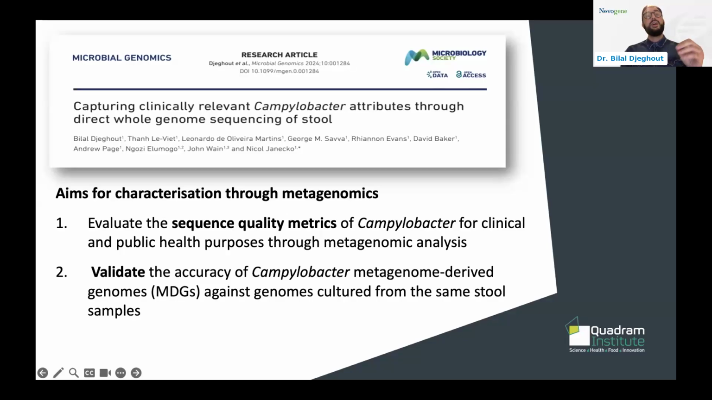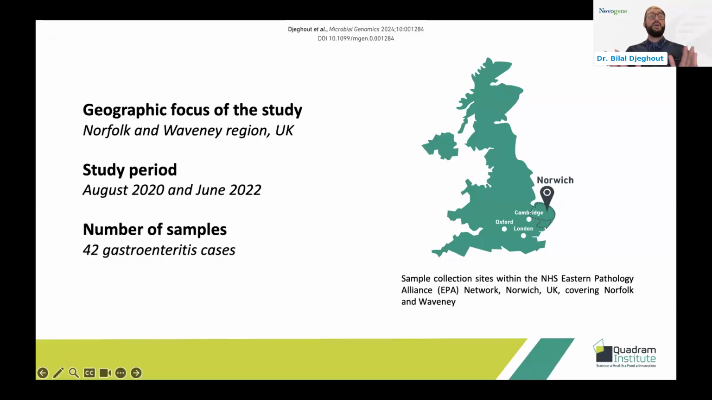There is also more on how long-read sequencing using Oxford Nanopore technologies can do that too. And we elaborated more on that in the paper. Please refer to it. We performed our study across the Norfolk and Waveney region in the UK, analyzing samples between August 2020 and June 2022. This included samples from 42 different gastroenteritis cases gathered from the NHS Microbiology Diagnostic Lab at Norfolk and Norwich University Hospital.